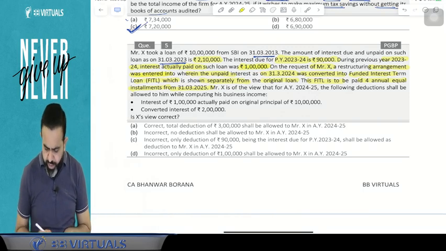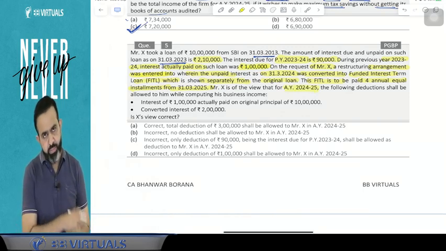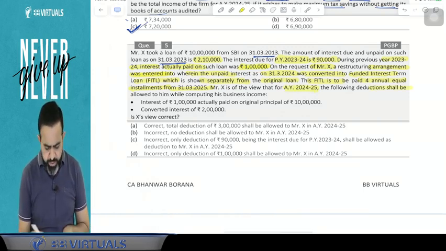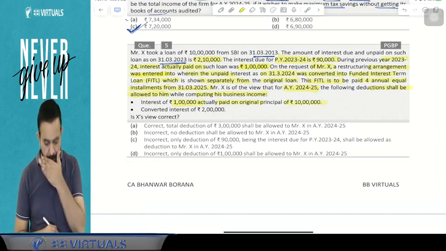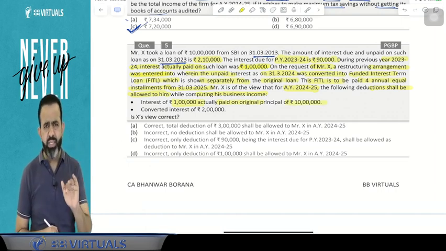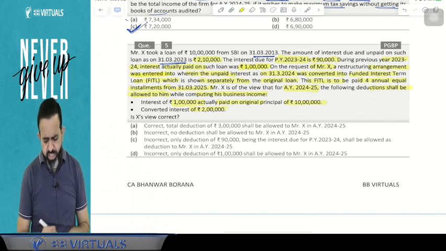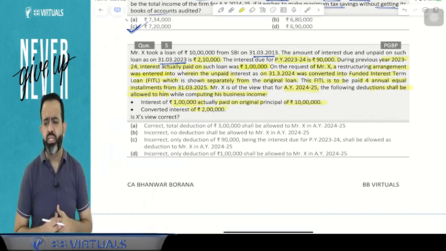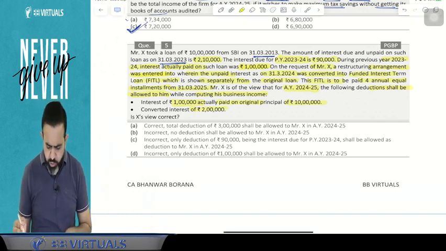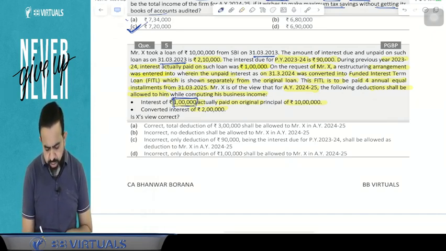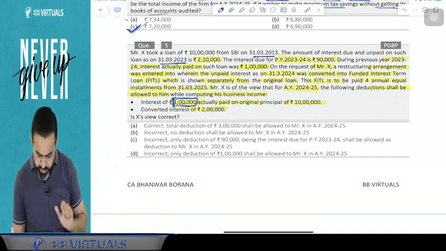Mr. X is of the view that in assessment year 24-25, it means in the current year, the following deductions shall be allowed to him while computing the business income. One is the interest 1 lakh actually paid on original principal of 10 lakh. That is okay. This 1 lakh is allowed because it was actually paid. But is the converted interest allowed in the current year? Answer is no. That converted interest is not allowed in the current year. So in the current year, guys, your interest is going to be allowed as only 1 lakh.